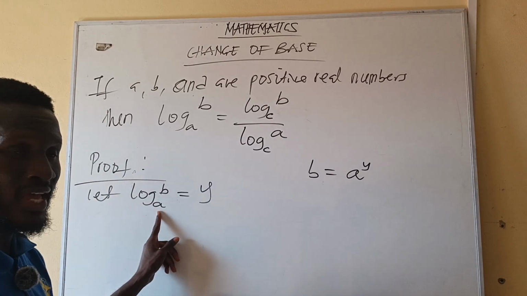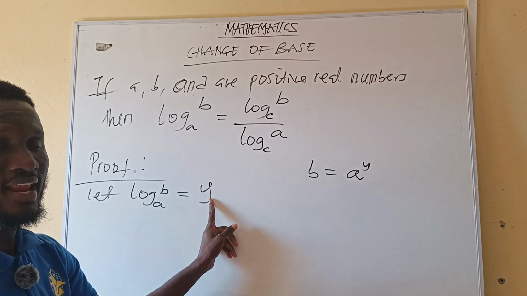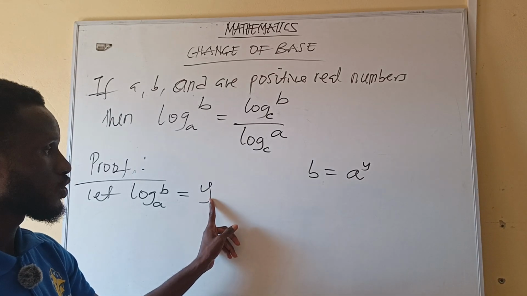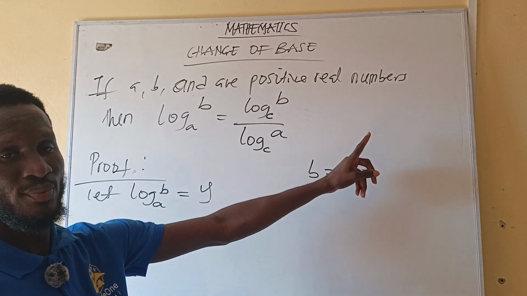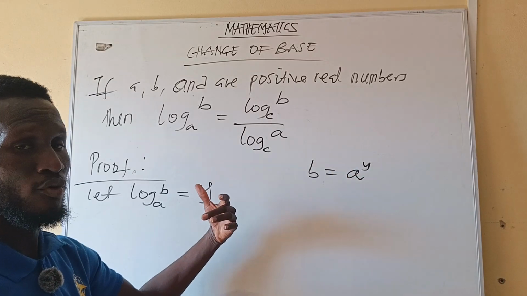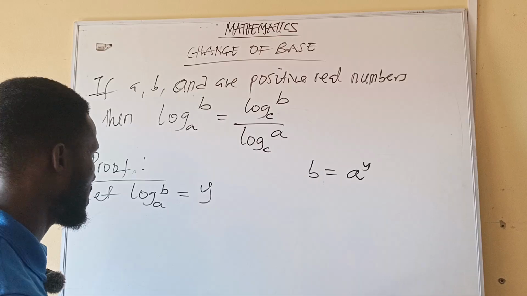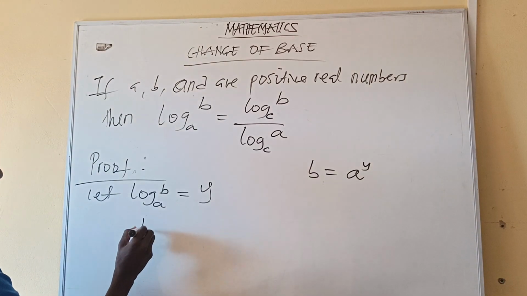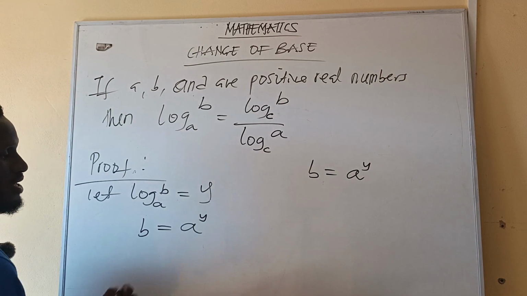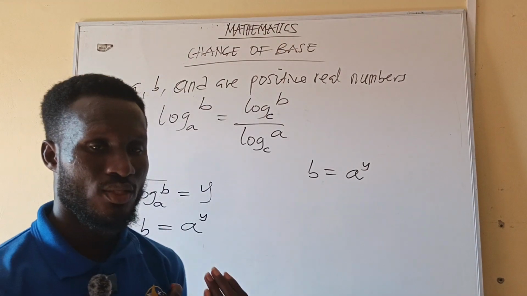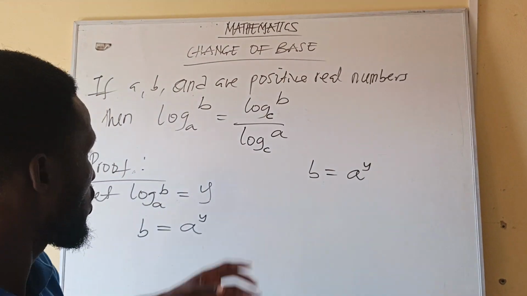This particular a will come and raise the y. So I'm going to get b is equal to a exponent y. That is, I'm removing the log. I just find the inverse of the logarithm. You get it? So it means that I'm going to have b is equal to a exponent y.